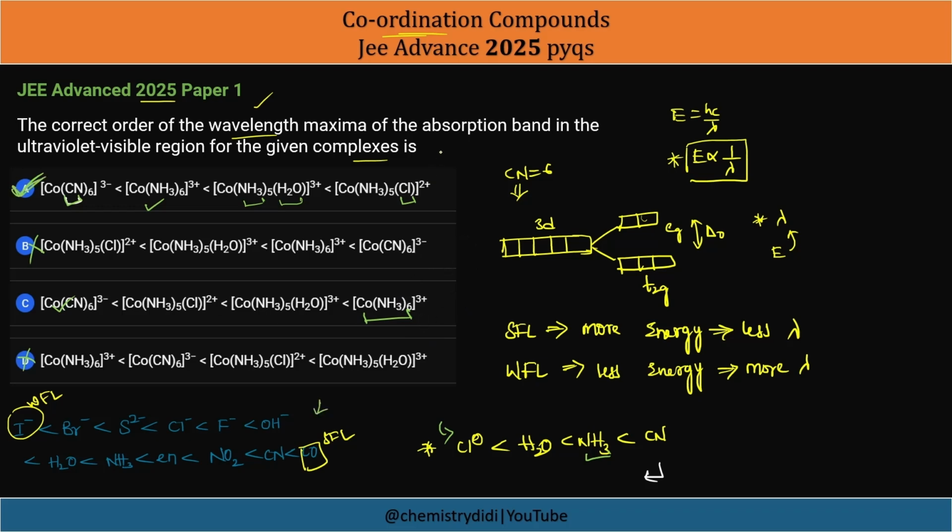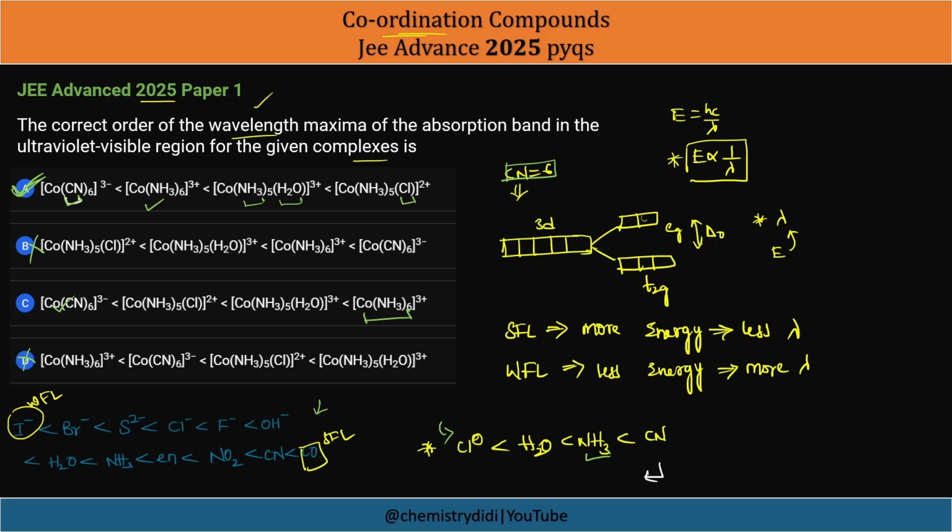Let me summarize what I have explained. Here they have asked about the correct order of wavelength. Here energy is inversely proportional to wavelength, right? And every complex has coordination number 6, which means octahedral crystal field splitting, right? In octahedral complexes, this is how the splitting occurs.